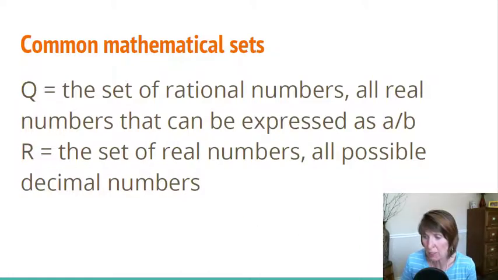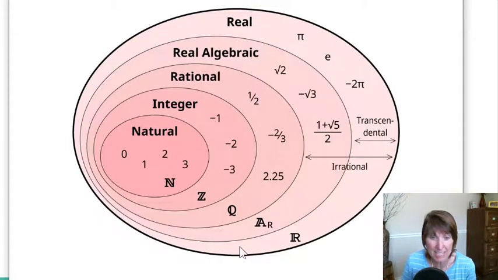Now there are some picture ways to see this. Here we have the natural numbers and then the integers. Notice that the integers include all of the natural numbers plus the negative ones, and there you see it's represented with a Z. Then there's the rational numbers represented with a Q, and it includes all the natural numbers and the integers, plus these additional decimal numbers. And then real numbers include all of them.